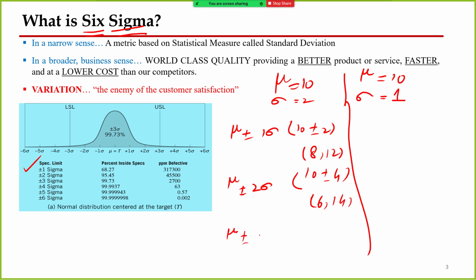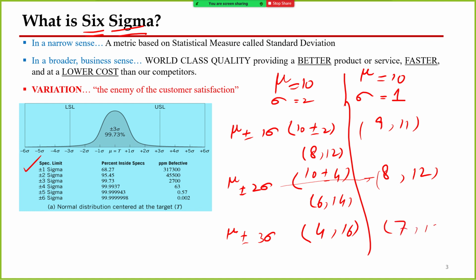And if I'm going to calculate mean plus minus 3 sigma, this is going to be 4 and 16, right? But similarly, if I'm going to calculate with the help of this one, this is going to be 9 and 11. So this is going to be 8 and 12 with respect to 2 sigma perspective. So over here, this is going to be 7 and 13.